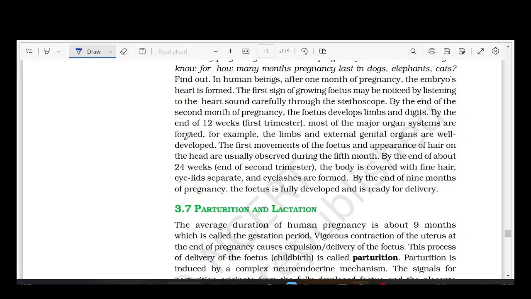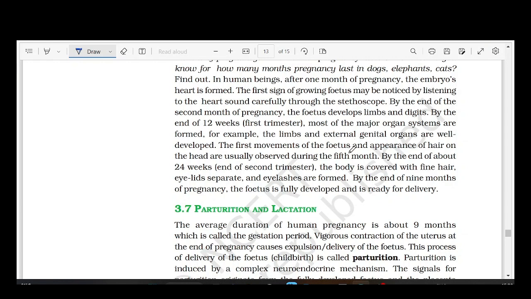Most of the organs and organ systems are formed. For example, in NCERT it has been written that the limbs are fully developed and the external genital organs are also fully developed. As you can see, the development of limbs started in the second month, but the fully developed limbs are observed along with the external genitalia in the third month.